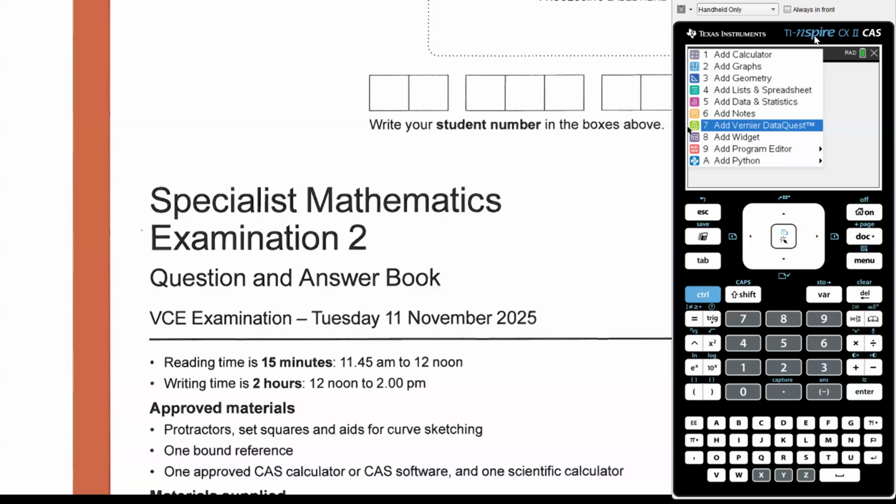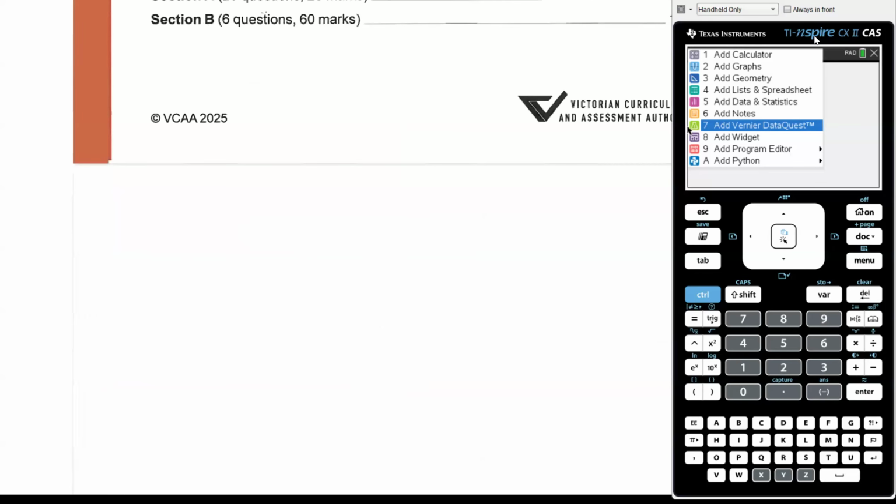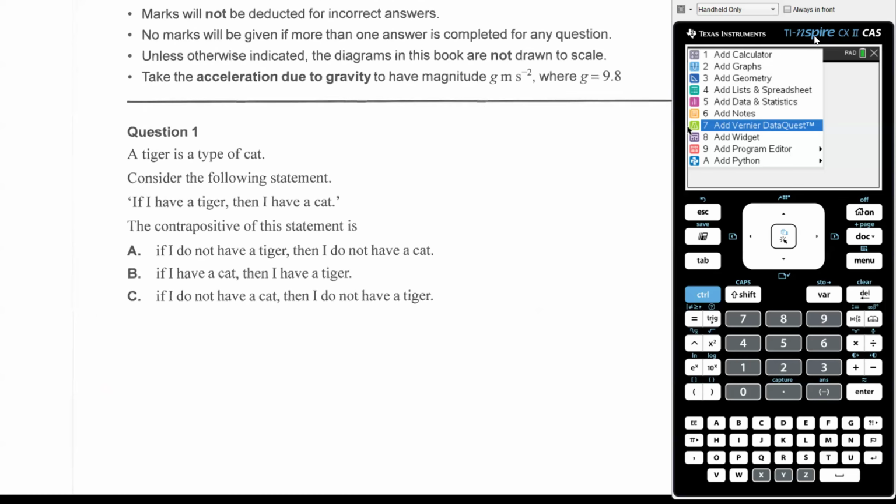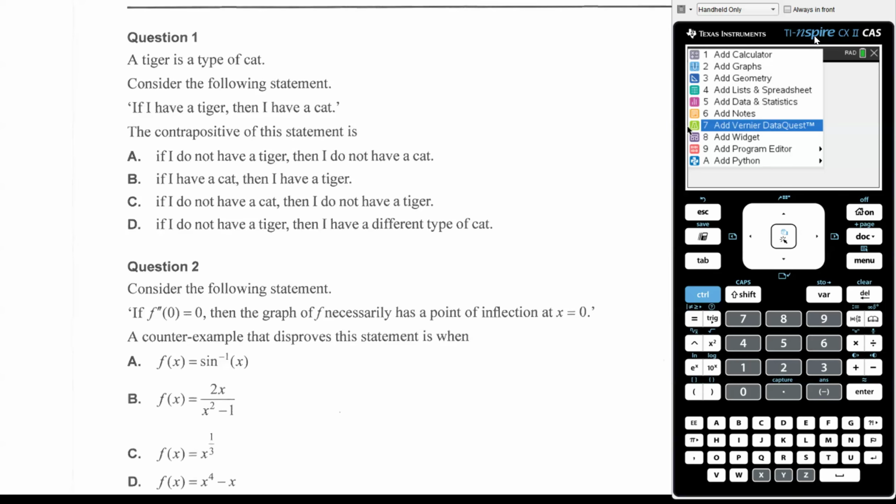I'll have a crack at these recent Specialist Maths Exam 2. Question 1. The contrapositive of this statement: if I have a tiger, then I have a cat. That is, if I don't have a cat, then I do not have a tiger.